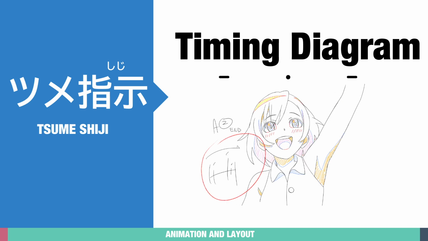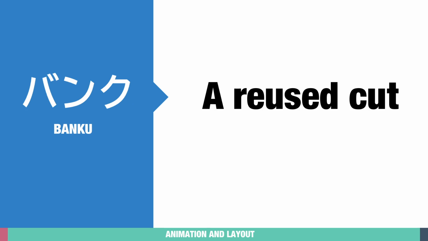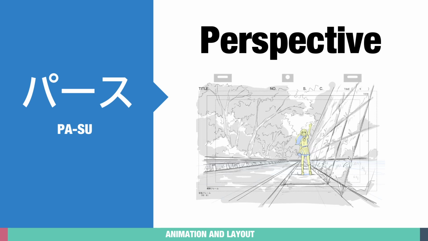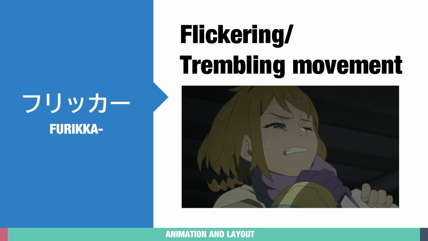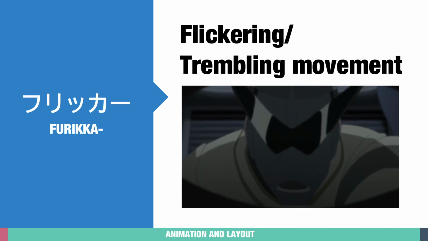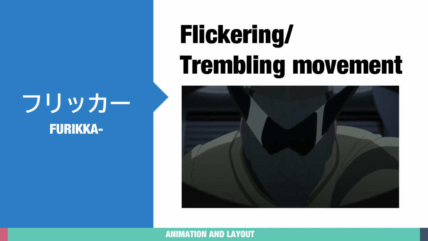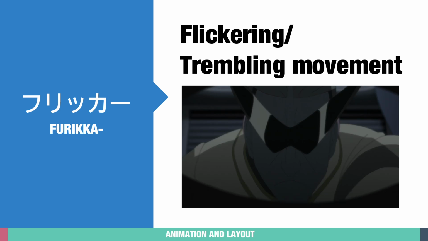Tsume shiji. This is your timing diagram. When we ease out, it's called sakizume, and when we ease in, it's called ushirozume. Banku. A bank cut is a reused cut in its entirety. Paasu. Perspective. Frika generally refers to the flickering or trembling movement of a character when they are exerting force, for example.